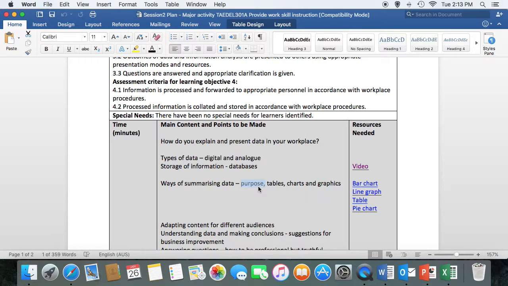And there are different ways of summarising that data, typically in tables, charts, and graphs. So we'll take a look at some of those now. I did take a look on the web for some different examples of bar charts, line graphs, tables, and pie charts. All of these are used for different purposes, so we'll also talk about those now. So let's take a look at the bar chart.